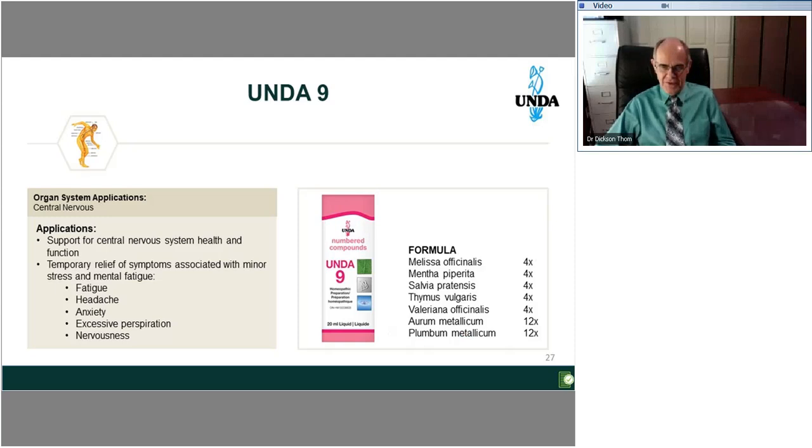So this remedy, which contains two of the deepest metals, aurum, which is gold, and plumbum, which is lead, is very deep acting into the nervous system, and you see the applications of fatigue, headache, anxiety, nervousness, et cetera, et cetera. So you'll be hard-pressed to find very few patients who don't need UNDA number 9 at this point in time.